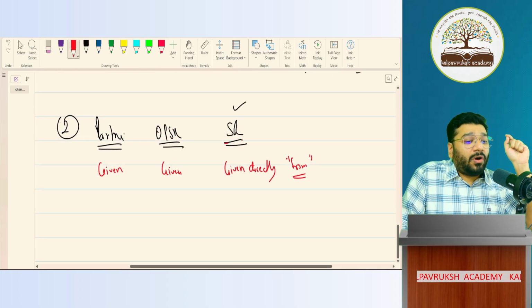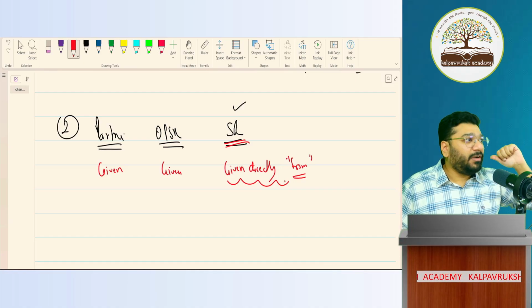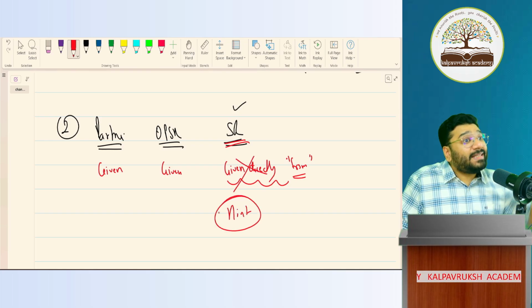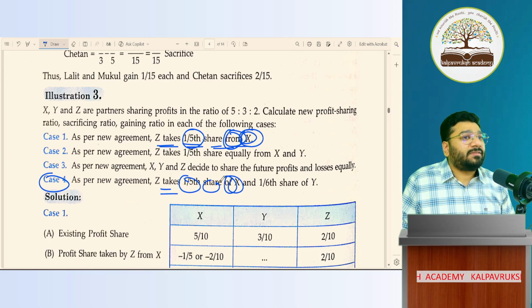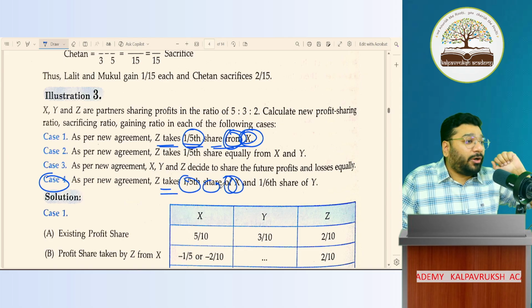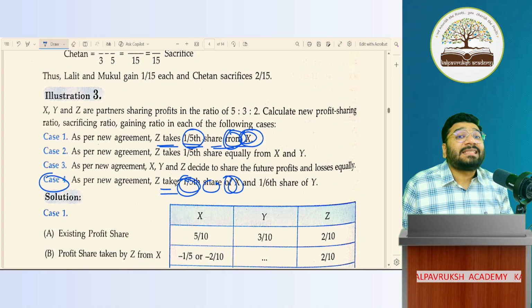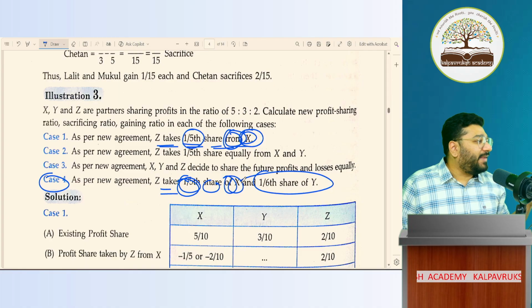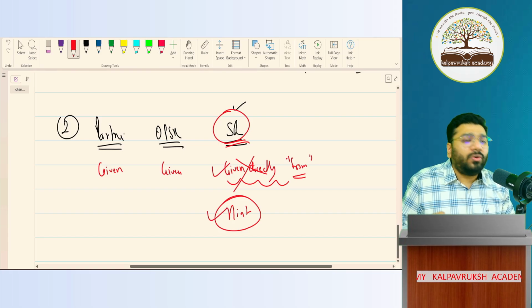Here, in the SR column, direct information will be given. But to test you, sometimes they will not give it directly. They'll give a hint. Using this hint, you have to calculate SR. That was your case 4: Z takes 1/5 share of X. So exactly how much X gives was not given directly. They gave you one hint. Using this hint, you calculated the sacrifice of X, and the sacrifice of Y. Understood? Either they are going to give you the information directly or they will give you a hint.